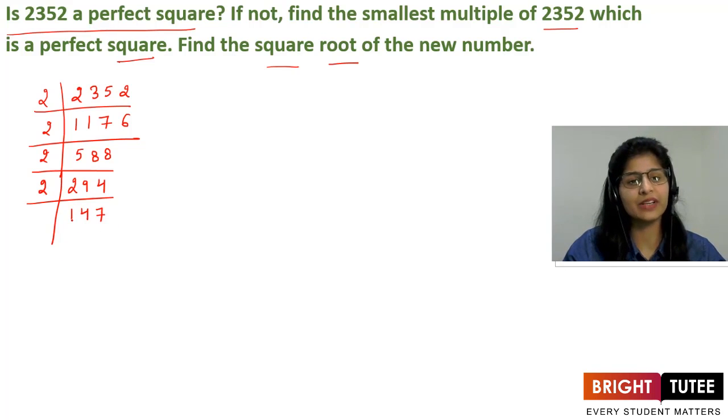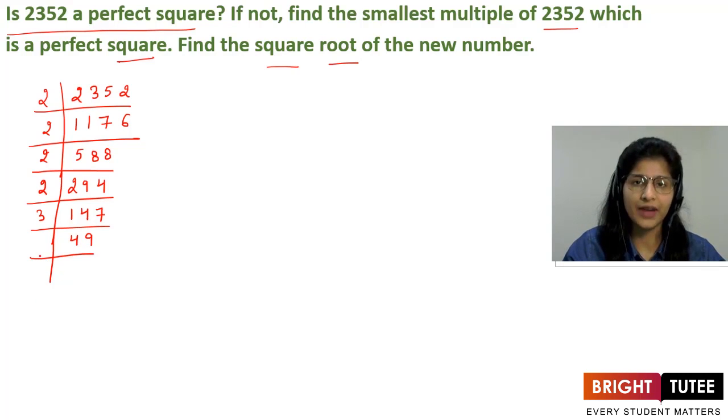Now 147 will not be divisible by 2, students. So what is the next prime number that we see? It is 3. Is it divisible by 3? Let's try it. 3 4s are 12, we are left with 2, it becomes 27, then 3 9s are 27. Now 49 is not divisible by 3. So let us try with 5, the next prime number. It is not divisible by 5 also. So let us try the next prime number, that is 7. 7 7s are 49, and 7 is divisible by 7 only.